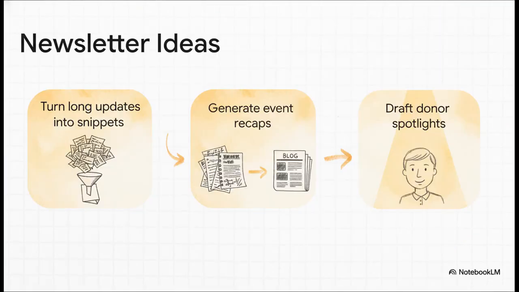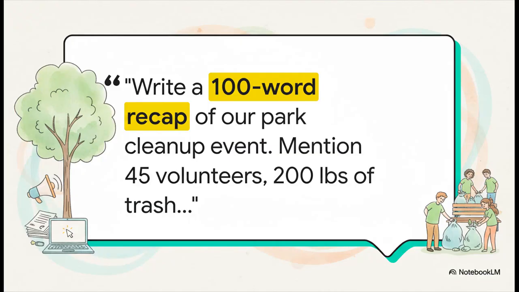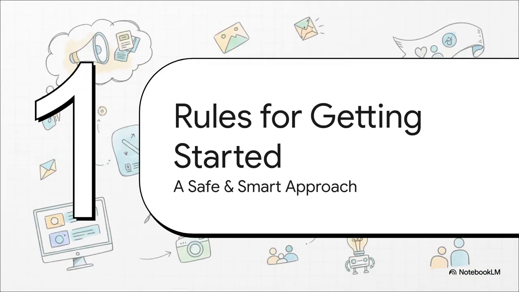AI can be a huge help here too. You can feed it a long, dry update and ask it to pull out an engaging story. Or you can give it some messy notes from an event and ask it to write a clean recap. It's an amazing tool for getting that first draft on the page. Again, look at the clarity here. You give it the hard facts, 45 volunteers, 200 pounds of trash, and it weaves them into a compelling narrative. You provide the what, and the AI gives you the how. It's that simple.